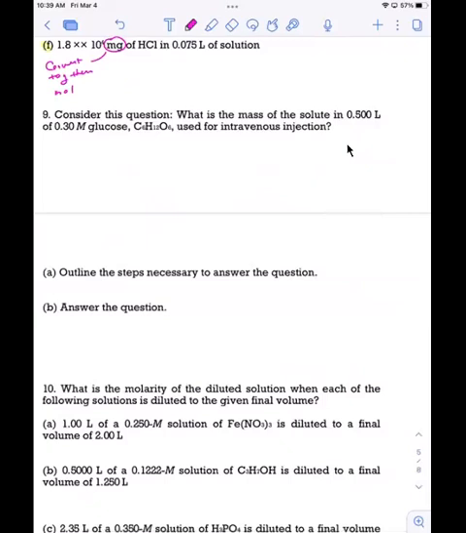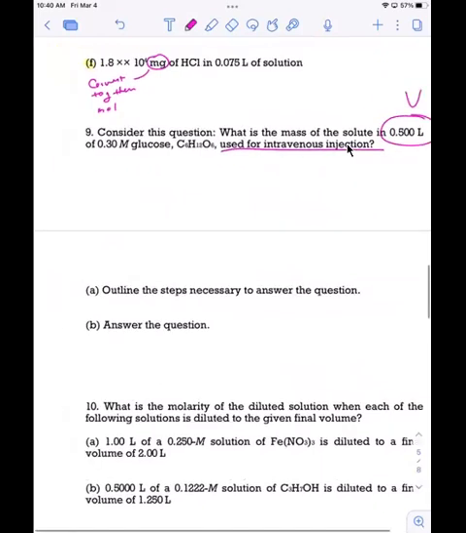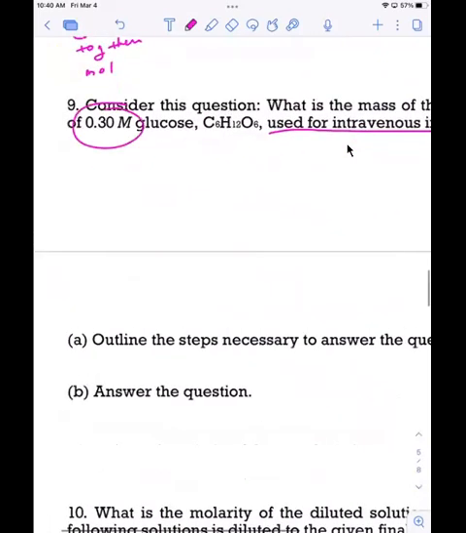It says, consider this question. What is the mass of solute in 0.5 liters of 0.3 molar glucose used for intravenous injection? All right. So this question gives us a molarity, which we know is moles of solute per liters of solution. And it gives us the volume, my bad. And it gives us the molarity here. So we can solve for it.